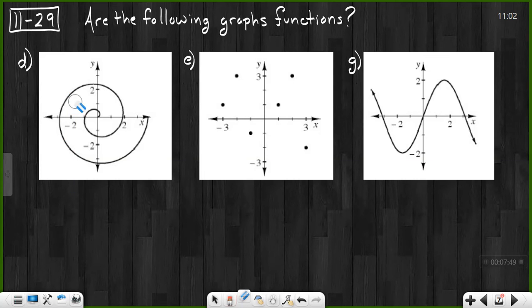So how can we tell if it's a function? Well, remember, any input should only have one output.